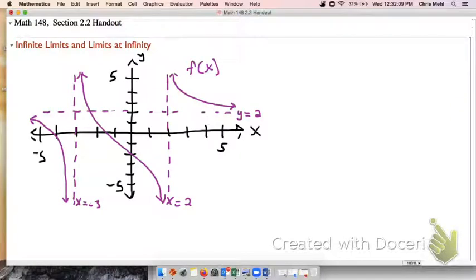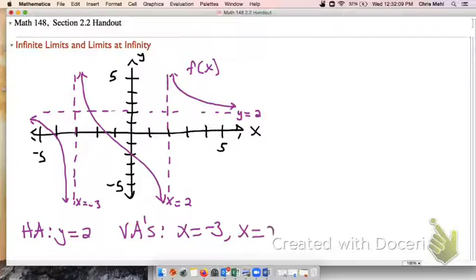So what I want you to consider is a graph of a function here. Here I have included the asymptotes in dashed horizontal and vertical lines. For this particular function, what I want you to notice is that there's a horizontal asymptote of y equals 2, and there are vertical asymptotes of x equals negative 3 and x equals 2.